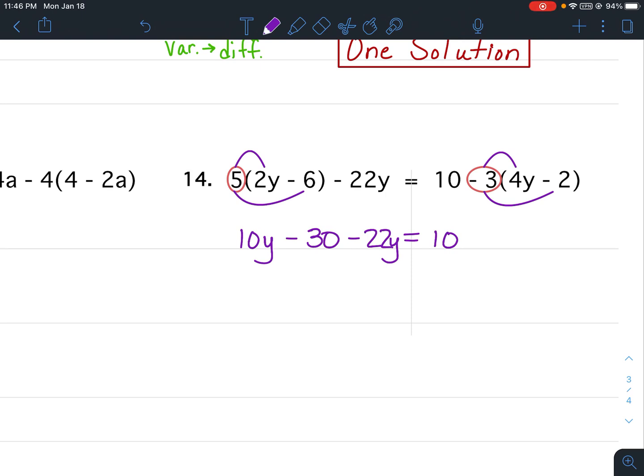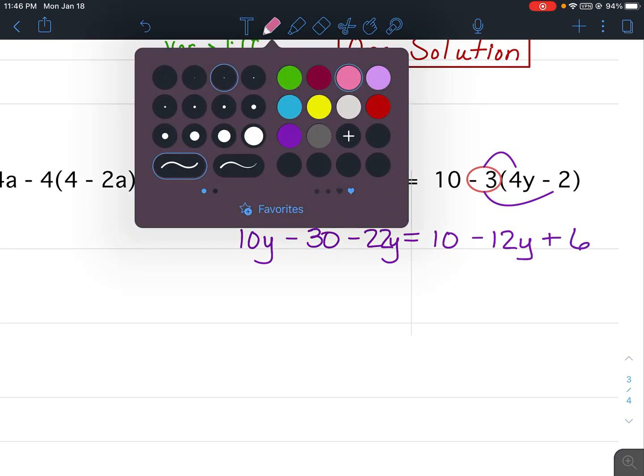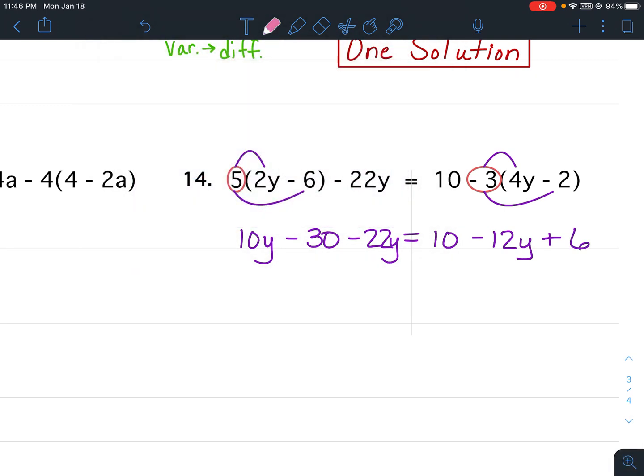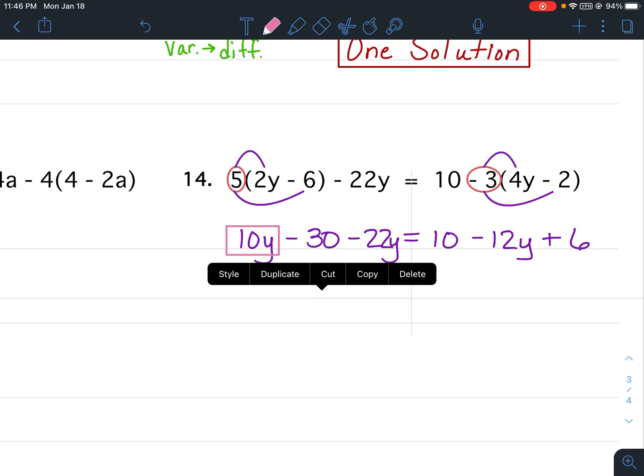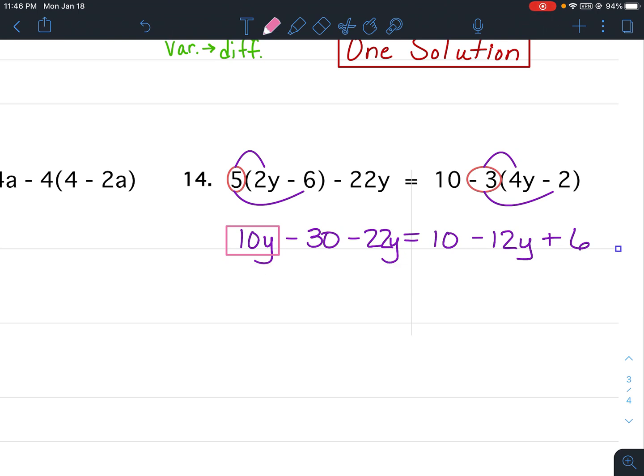-3 times 4y would be -12y. -3 times, that's a -2. Two negatives would make that +6. Now I combine like terms. I have 10y and -22y. Then I have -30. I have 10 and 6 as my constants on the right side.